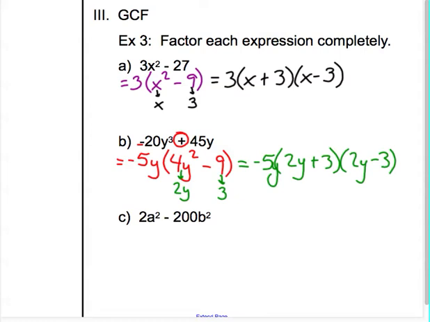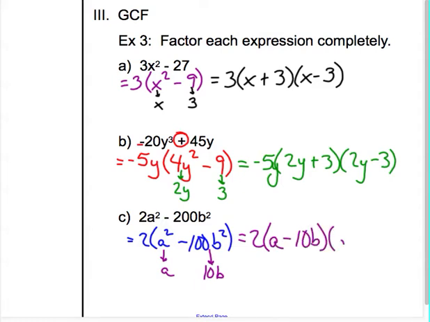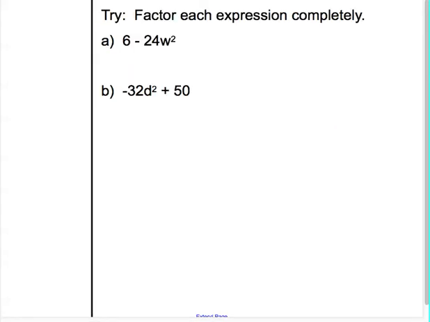Last example, I'm noticing a GCF of 2, and since my variables are different, I can't factor any variables out. So 2 divided by 2 leaves me with the a squared. 200 divided by 2 is 100, leaving me with the b squared. And then I find my square roots. Square root of a squared is a, square root of 100 is 10, square root of b squared is b. So I keep my GCF of 2, and then I use my pieces for the conjugate, a minus 10b and a plus 10b. All right, 2 more try problems.